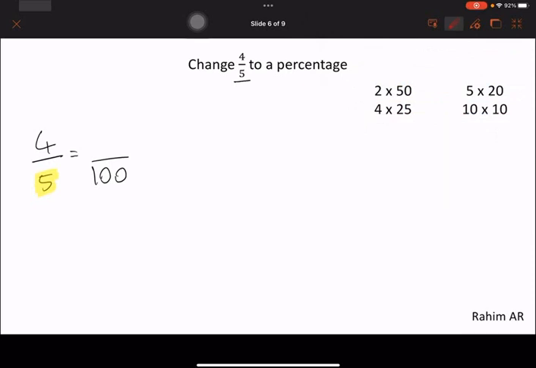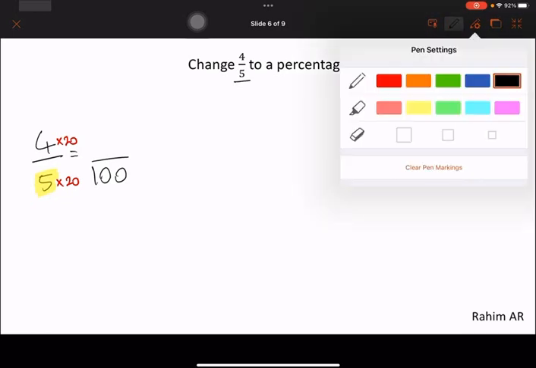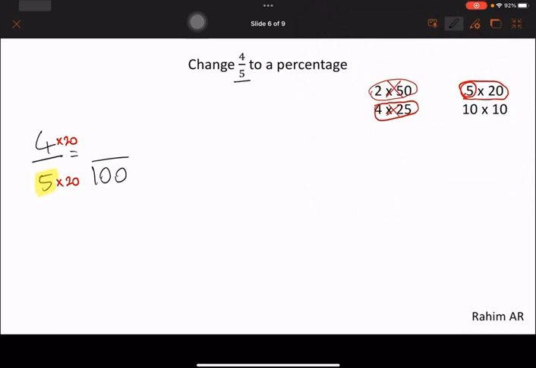So again, refer to my example here. We have to search for number 5, yellow color, number 5. So here, 2 times 50, we have no number 5. Here, 4 times 25, no number 5. Here, 5 times 20. So we have number 5 here. Therefore, we know it is 5 times 20 equals 100. Do the same thing for the numerator, times 20. Then again, if you are unable to calculate it directly, you can use the column method.